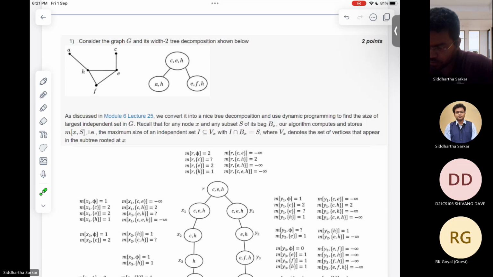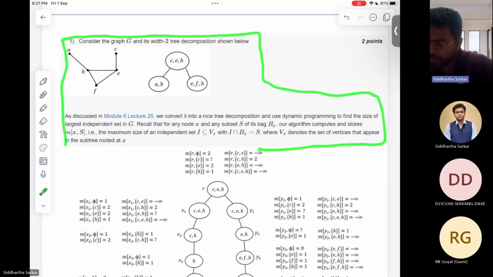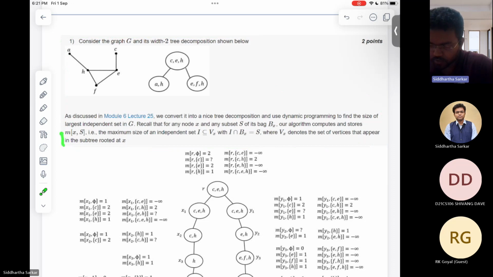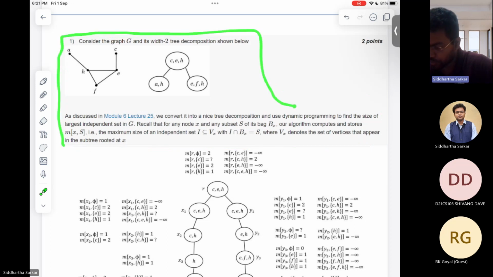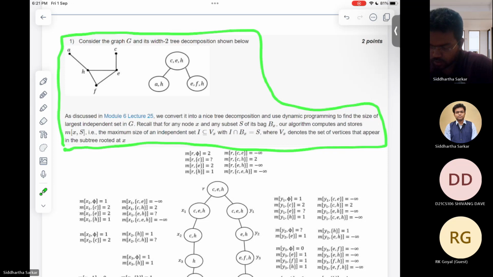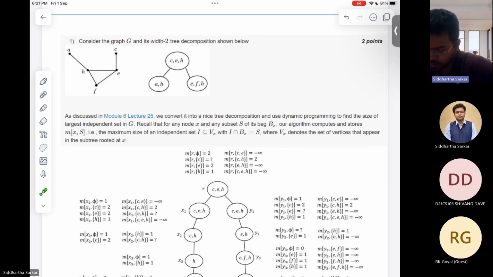To understand this question, whatever definition of nice decomposition I give will be useful. In fact, without the definition of nice tree decomposition, we won't be able to solve this question. So I'll give a minute or so to read this question.